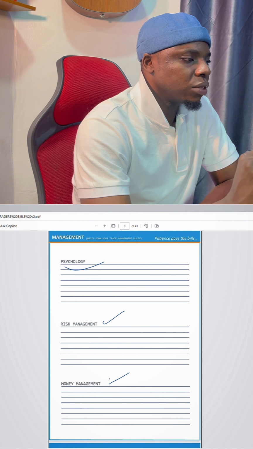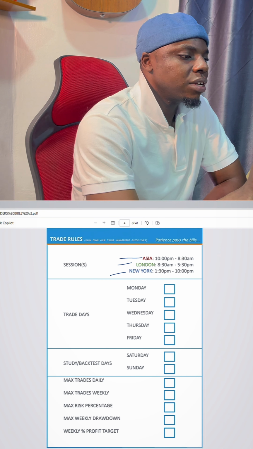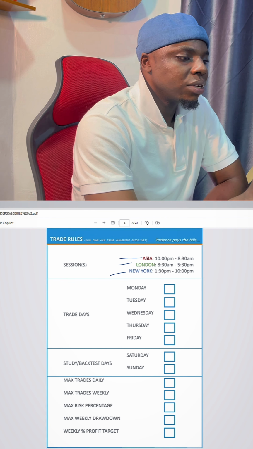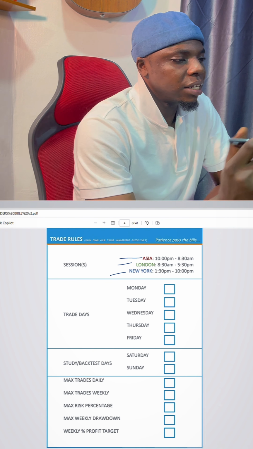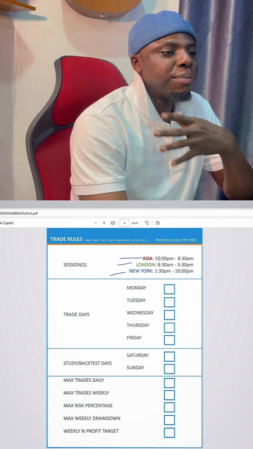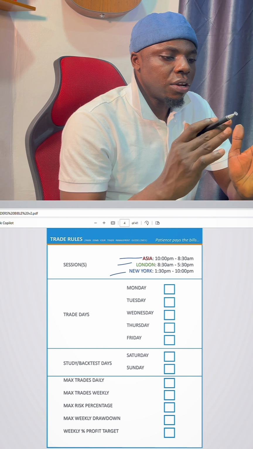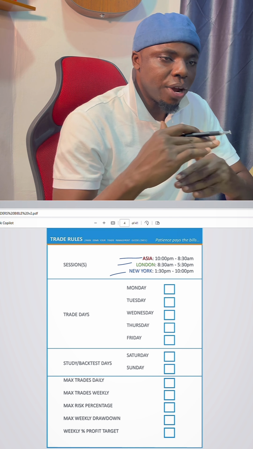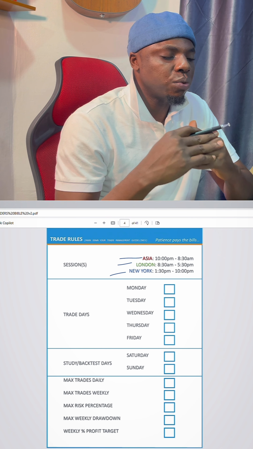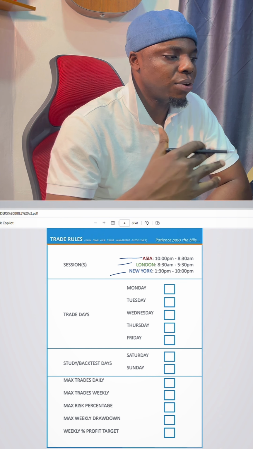And the other page, we are talking about sessions here. We are talking about the Asian session, the London session, and also the New York session. Looking at it, for me, the best time to trade is the time between the London session and New York when the two sessions overlap, because we understand that there's a lot of liquidity in the market during these particular sessions.